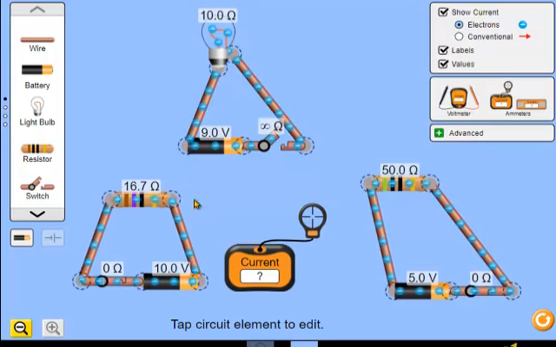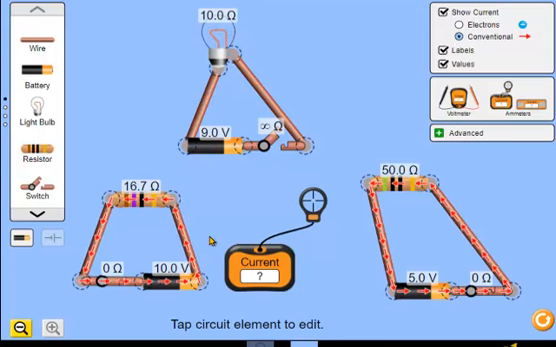A couple of things to point out here. Notice the electrons are flowing here. Of course, the larger the current is, the faster they're flowing. And then there's another label here that says conventional. So I'm going to click on it, and now it says that the current goes in the opposite direction.